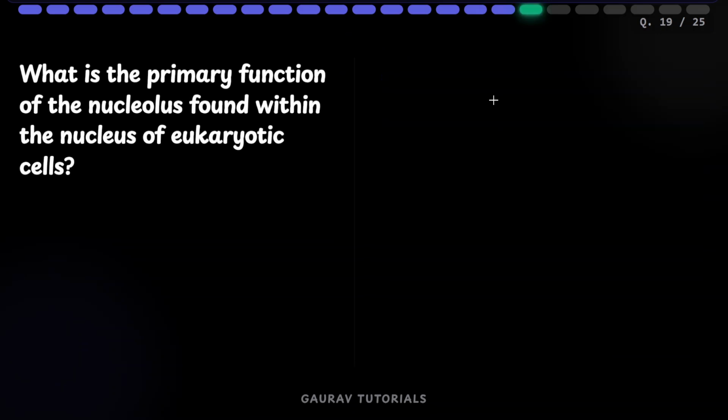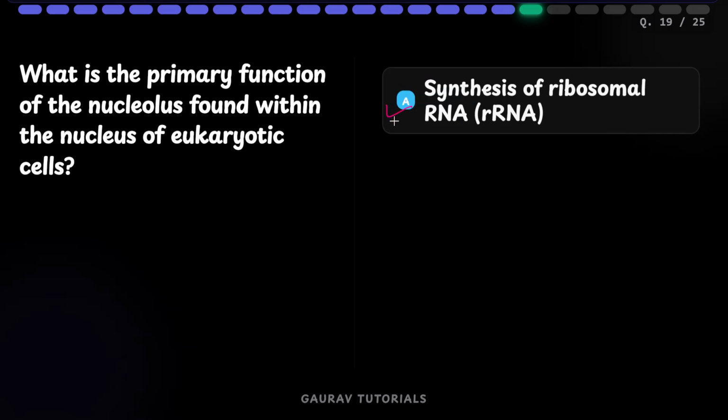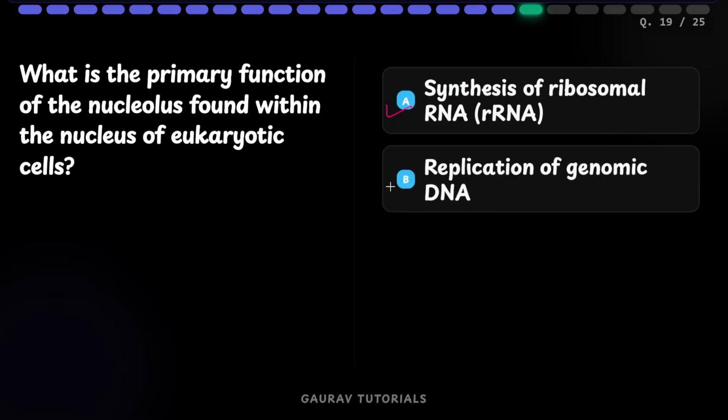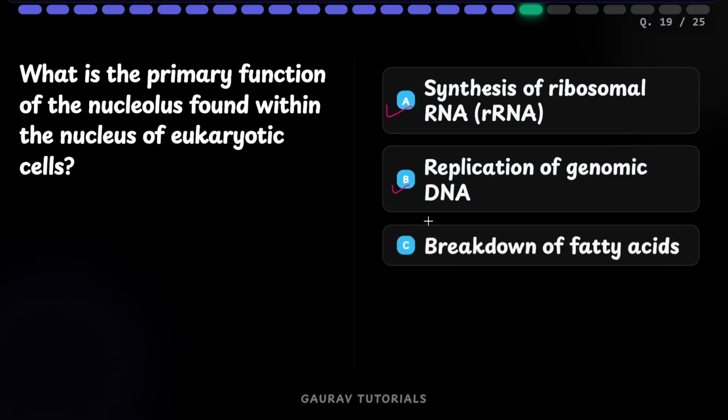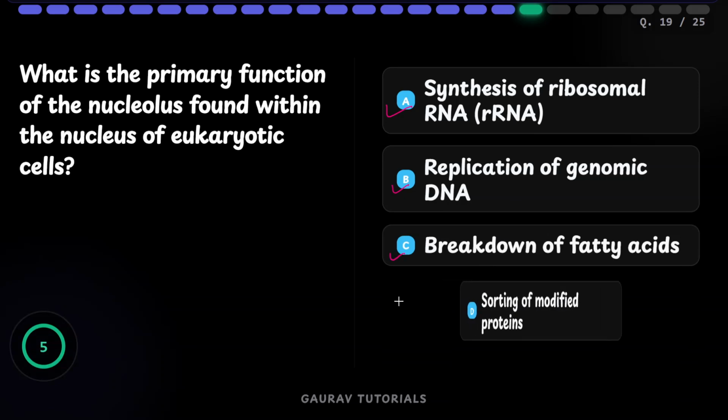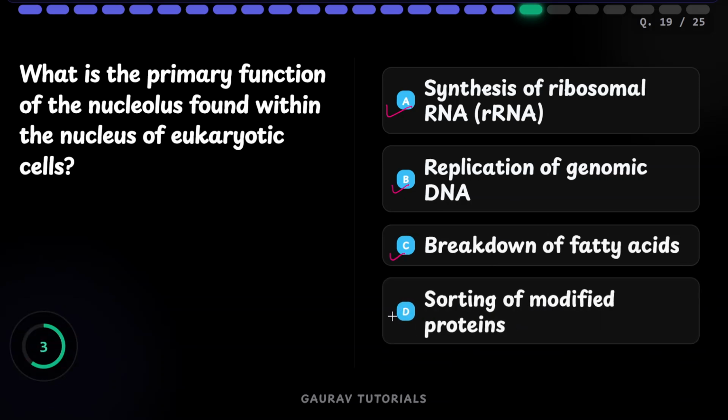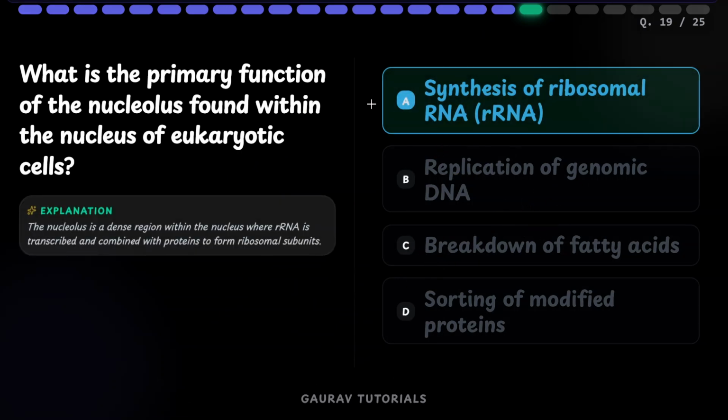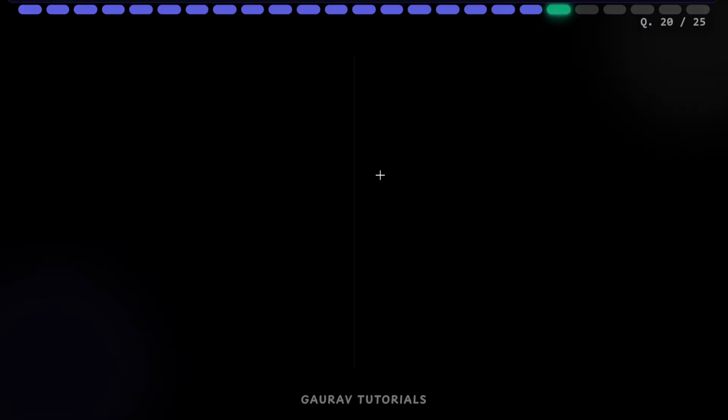Question number 19. What is the primary function of the nucleolus found within the nucleus of the eukaryotic cells? Option A, synthesis of ribosomal RNA. Option B, replication of the genomic DNA. Option C, breakdown of fatty acid. And option D, sorting of modified proteins. The correct answer is synthesis of ribosomal RNA.